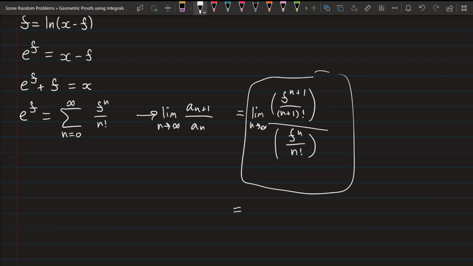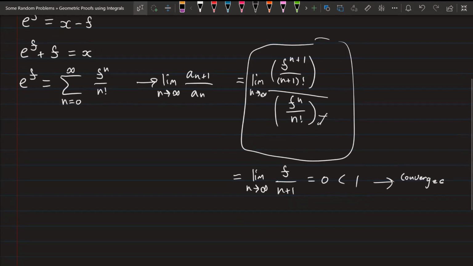By a bit of manipulation of this function, taking the reciprocal and multiplying the reciprocal of this on the top, we get that the limit as n tends to infinity of f divided by n plus 1 is equal to 0. In terms of the ratio test, we have to have something less than 1. We know that 0 is less than 1, so this converges absolutely. And we know that by the theorem of the Taylor polynomial for e to the x, so it stands for e to the f that this will be true.